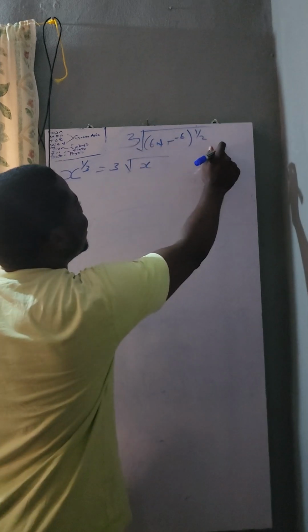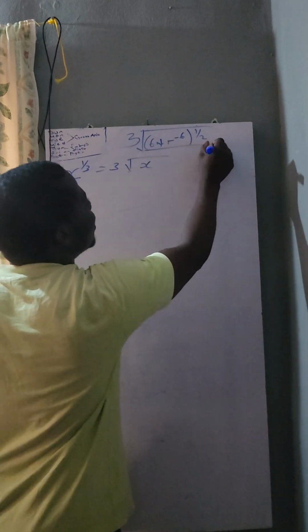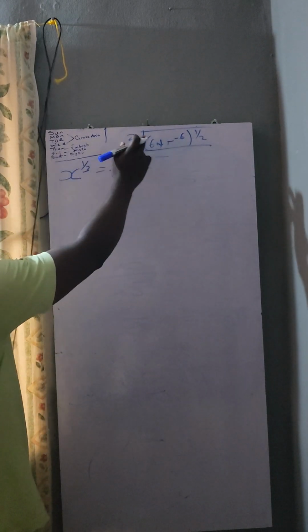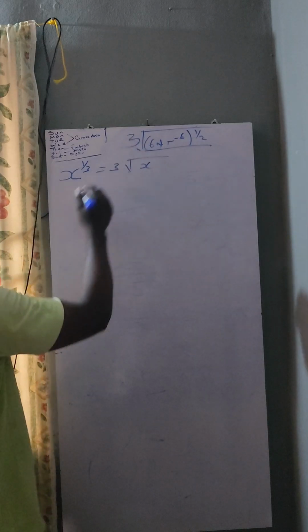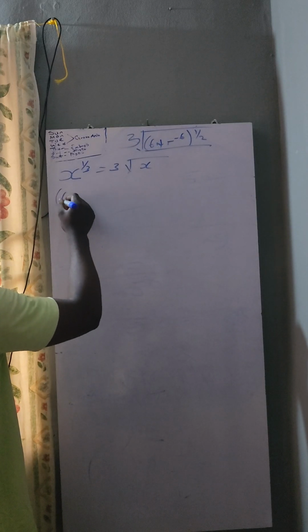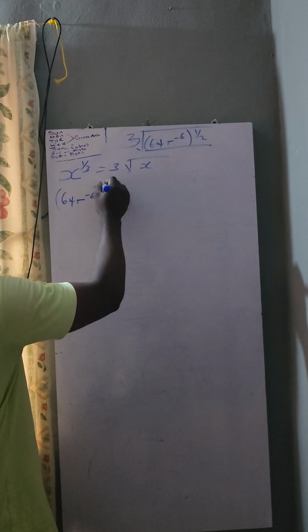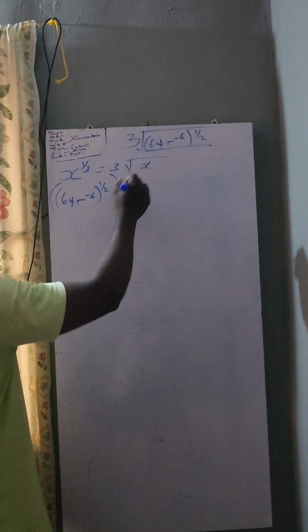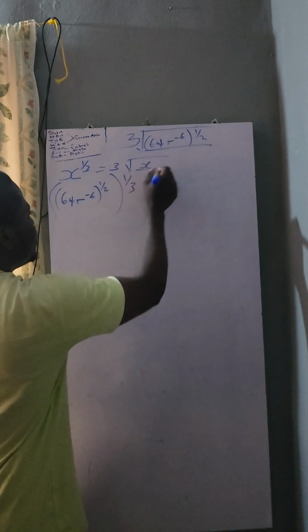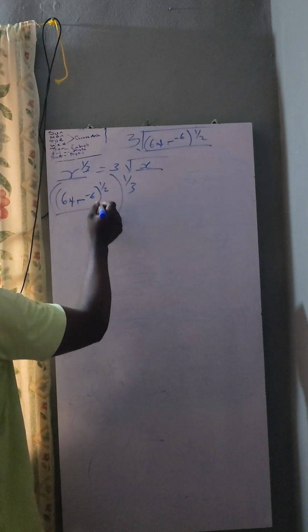Let's assume everything inside is x. The cube root of x we want to turn back to the index form. It will become open bracket 64 raised to power minus 6, close bracket 1 over 2. Then everything in bracket, raised to 1 over 3.